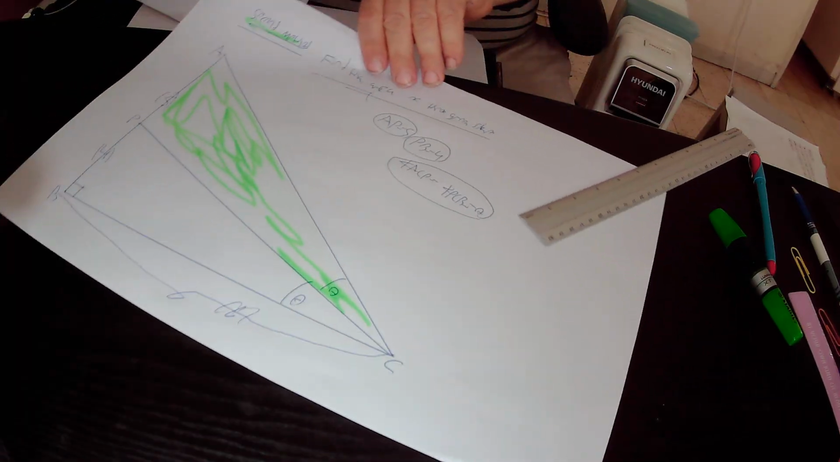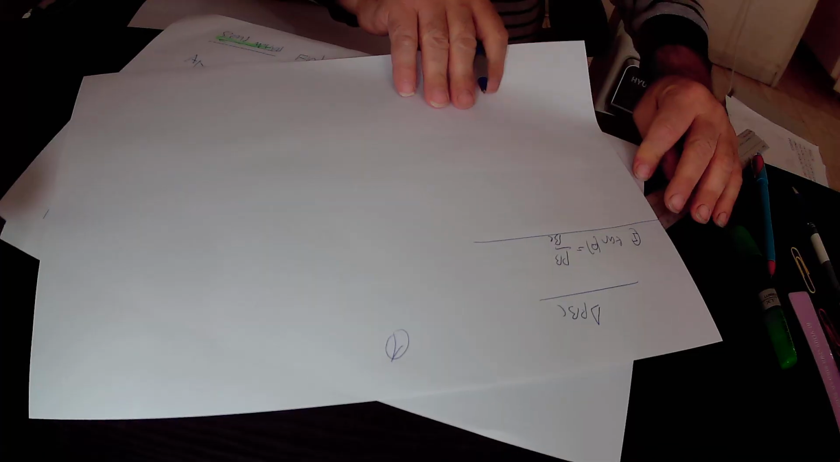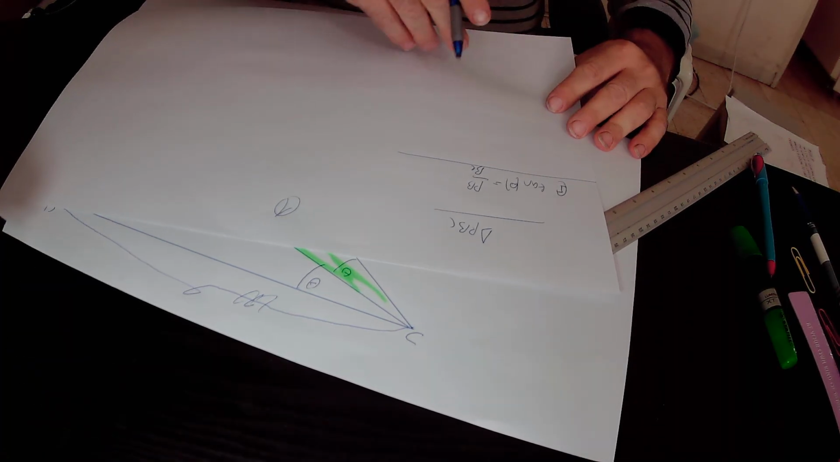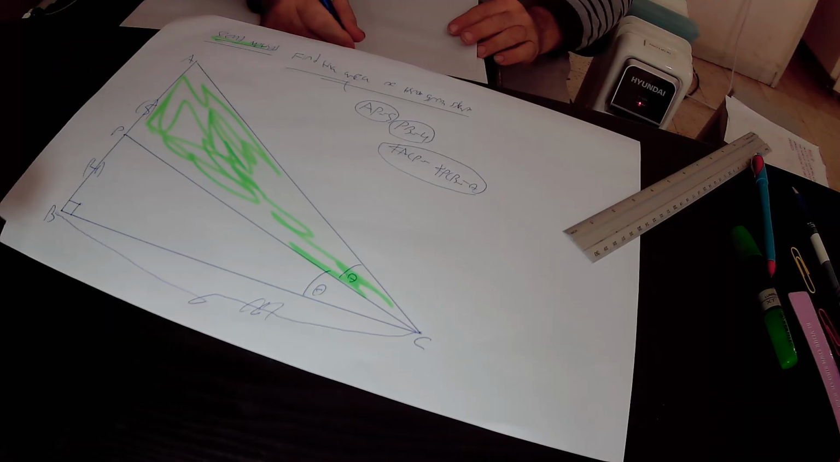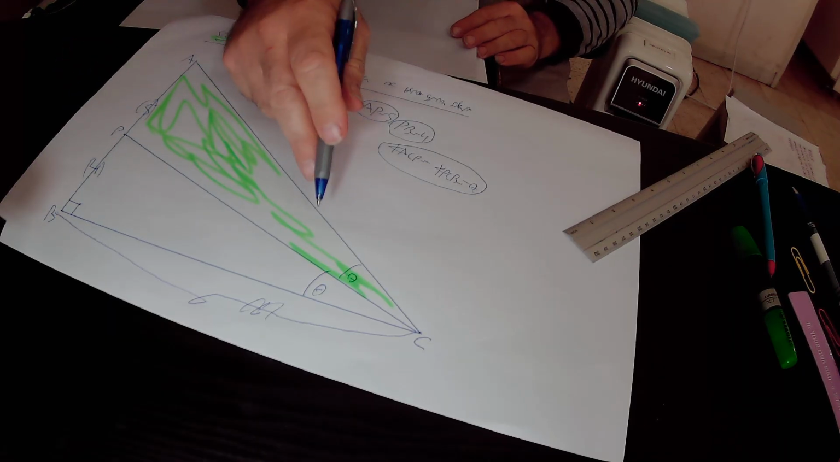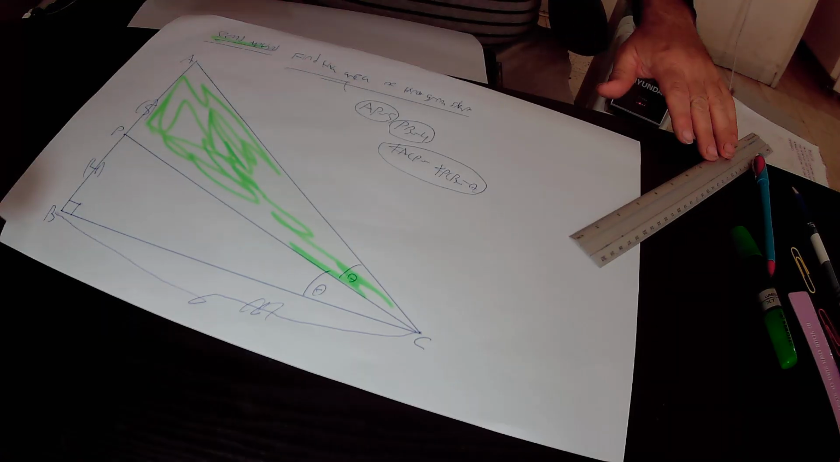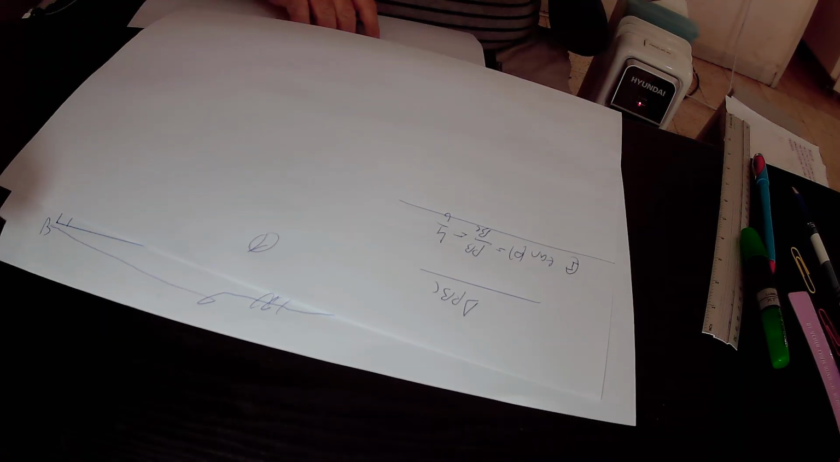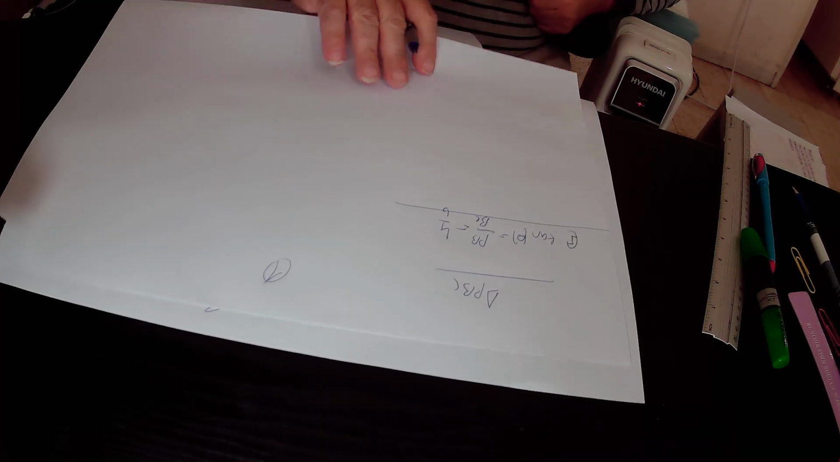In total, we found out that tangent theta equals PB over BC. PB is 4 over BC. BC is b according to our definition. So in total, according to equation 1, tangent theta equals 4 over b.